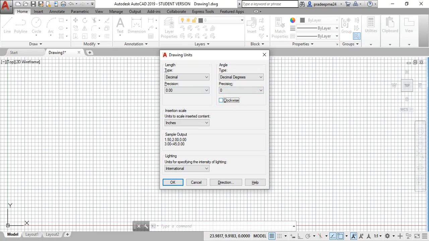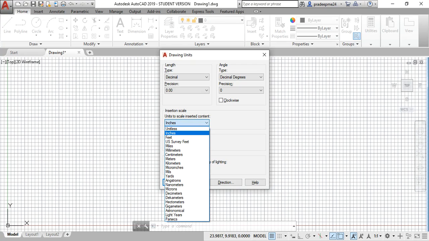Suppose if you unselect clockwise, then automatically the degree starts from 0 in the east direction, and it continues to 90, 180, 270 and 360. That is the anti-clockwise direction. And next, insertion scale. Actually, all templates are developed in a certain scale, but it's not in the unit. Once we set the unit scale, it decides the exact template expansion and scale.